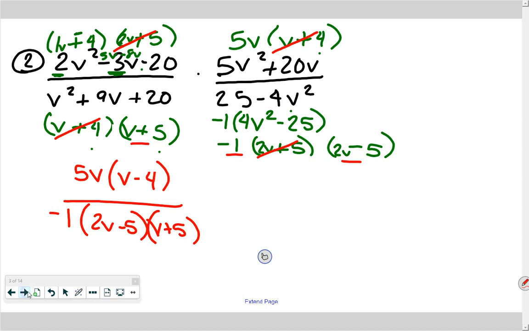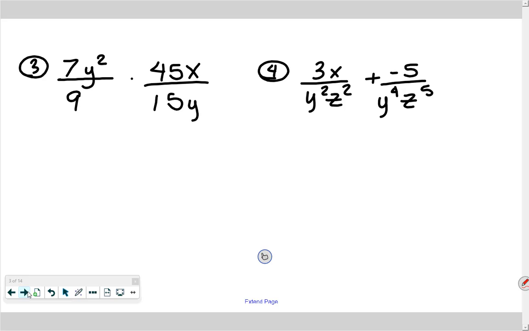Okay, number 3. There are multiple ways you could do this one as well. You can combine and multiply the numerators together, which 45 times 7 would give you a really big number, and then you'd have x, y squared. And on the bottom, you'd go 9 times 15 and have a really big number with a y. But then from there, you'd have to simplify, so that would make it more difficult.